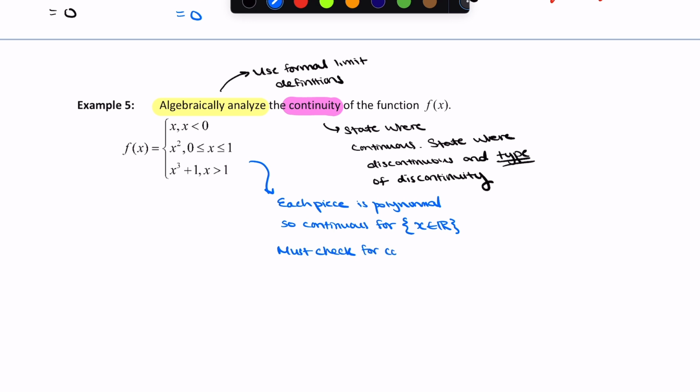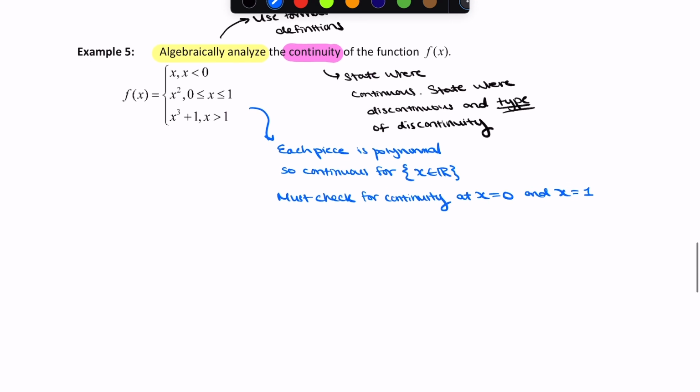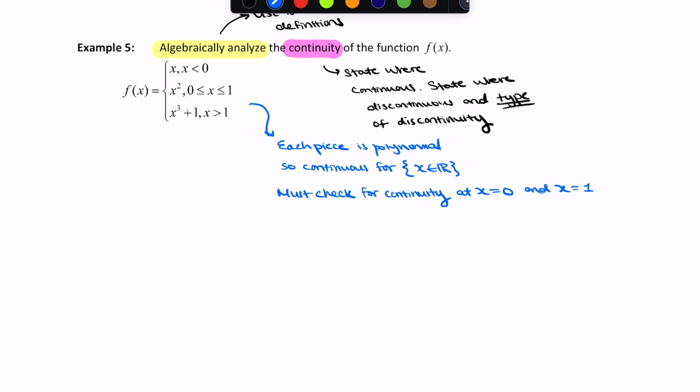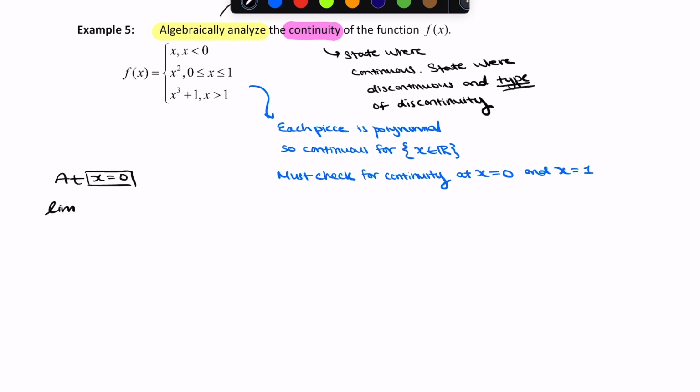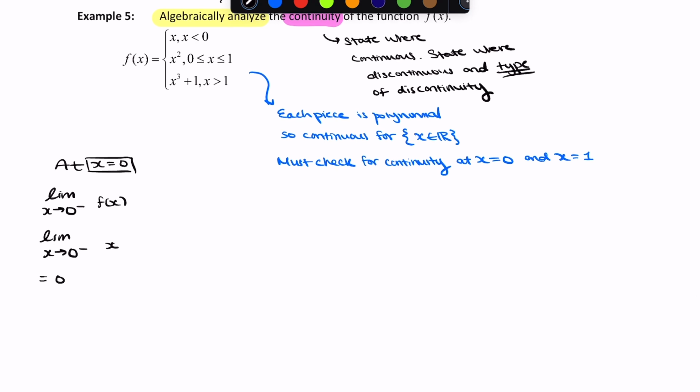So here we must check for continuity at x is equal to 0 and x is equal to 1. We do that by looking at the limits and subbing f of 0 into the equation. So here, let's start with x is equal to 0. We see that the limit as x approaches 0 from the left of f of x, we're going to use the value here of x, and therefore that is equal to 0.